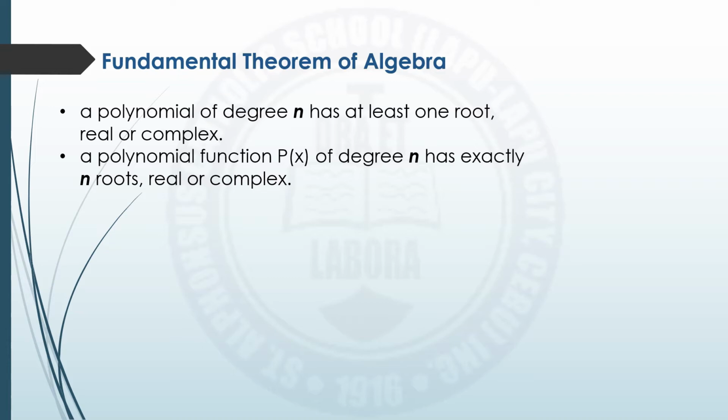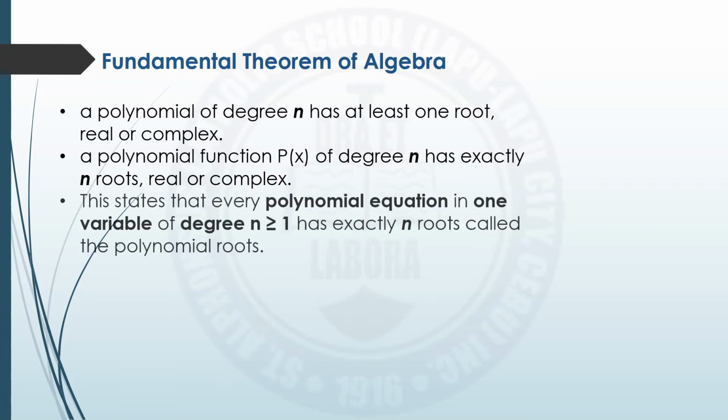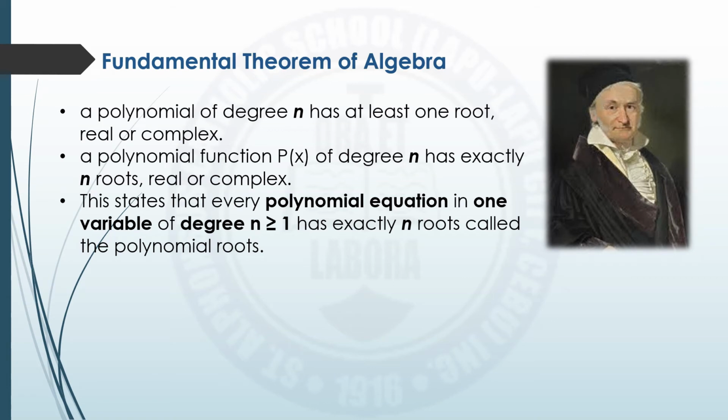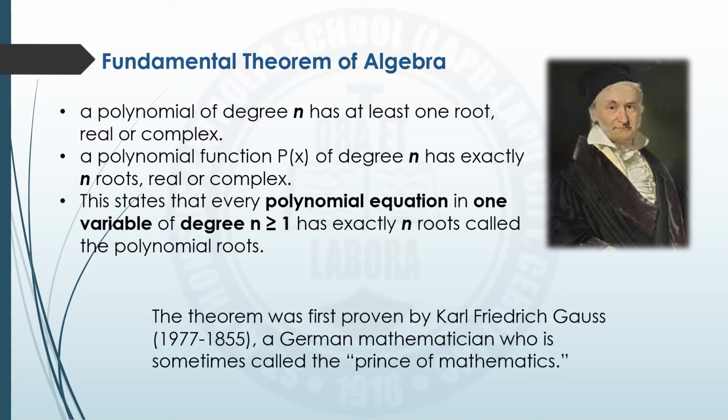This states that every polynomial equation in one variable of degree n greater than or equal to 1 has exactly n roots, called the polynomial roots. The theorem was first proven by Carl Friedrich Gauss, a German mathematician who is sometimes called the Prince of Mathematics.